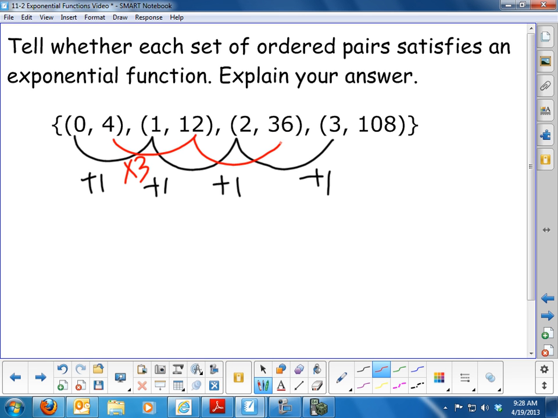To get from 12 to 36, I multiply by 3. And to get from 36 to 108, I know that's multiplying by 3. So since this multiplication here is constant, that means that this function is going to be an exponential.